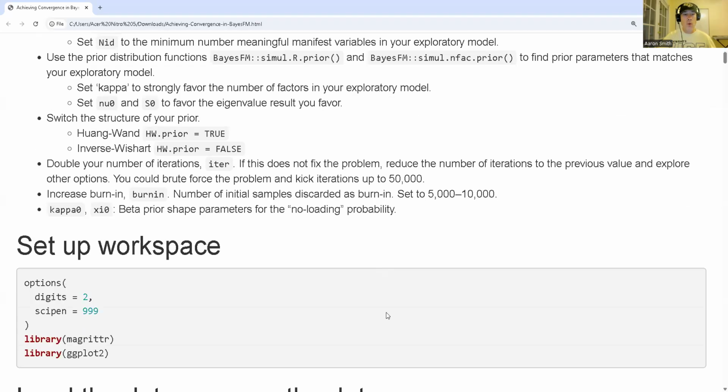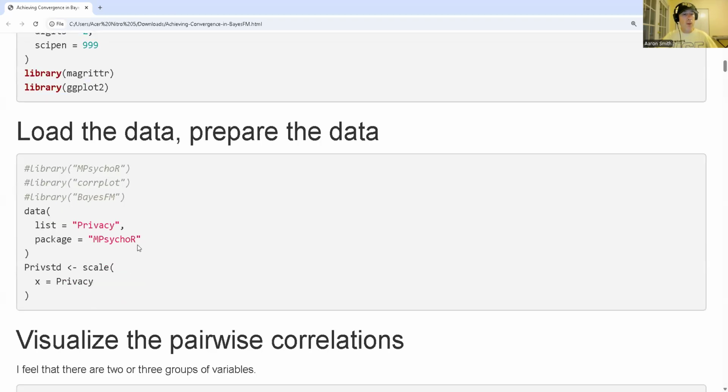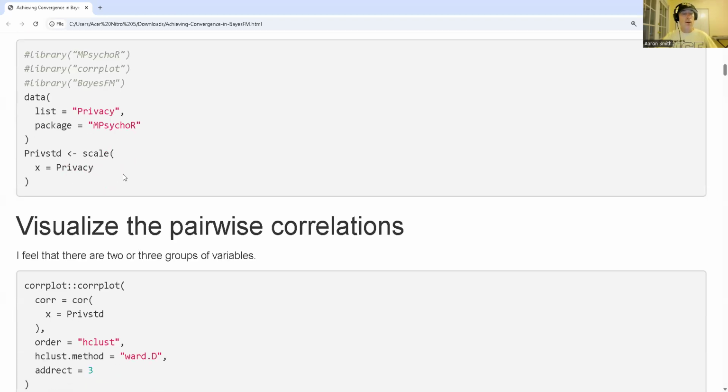All right, so now let's go ahead and actually take a look. Here I'm going to set up my workspace. I don't want a lot of digits printed out, and I want to avoid scientific notation. I always use magrittr and ggplot for every project, so I put these on here for everything. Now I'm going to work through the example that is in 2.3 of Modern Psychometrics with R. So we've got the privacy data set.